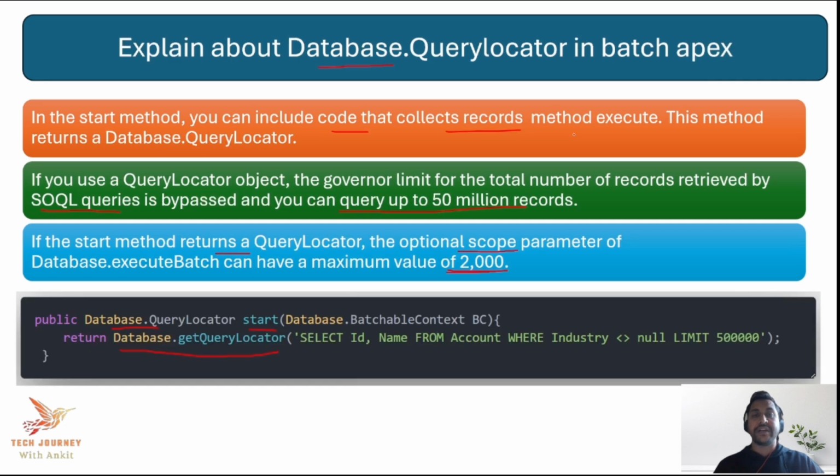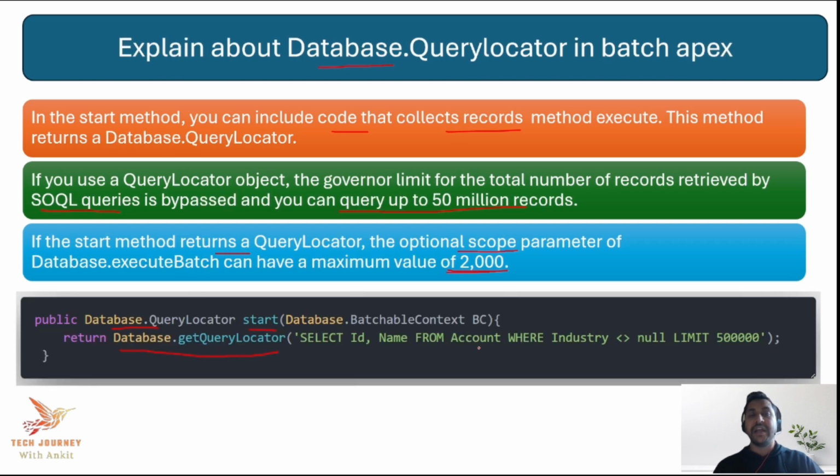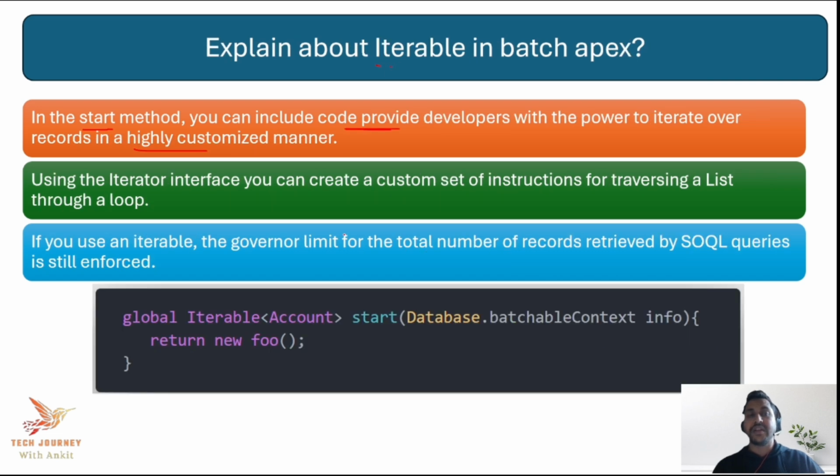In the case of Database.QueryLocator, the records are queried from the sObject. But what if you are already getting, let's say, a collection? Or in my scenario, as I explained, I already have the CSV file. I have to process that collection or the CSV file. It is not possible to do that by using the Database.QueryLocator. For example, if I have to put a highly customized way of iterating the records, again, that is not possible with the Database.QueryLocator. So in such scenarios, we will go for the iterable interface.